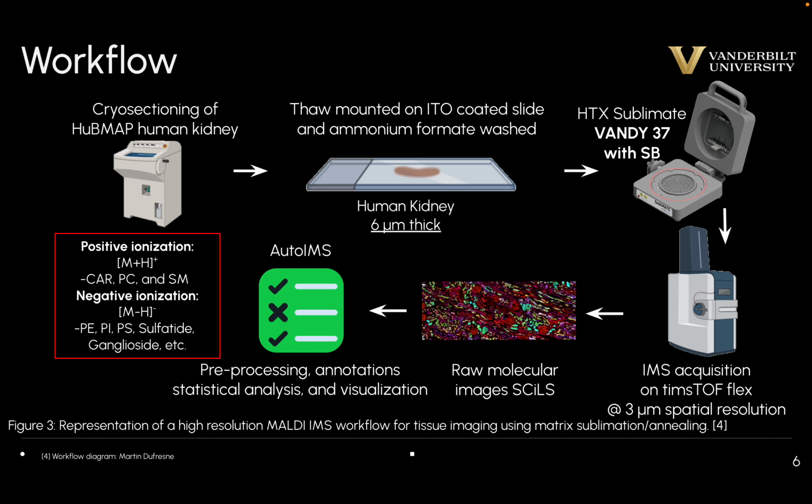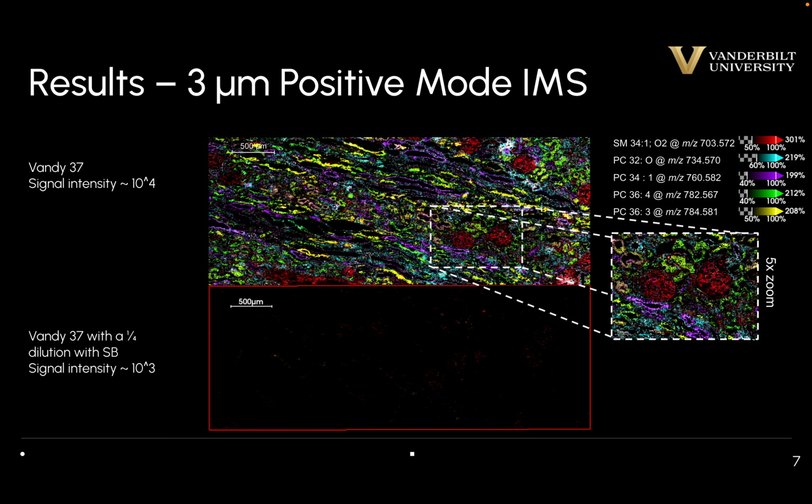The rest of our experiment went the same way as a regular MALDI IMS experiment, where we created our raw molecular images using SCiLS Lab, and then if we wanted to, we could also do some pre-processing or statistical analysis on our IMS data. Now, given that we had this workflow, we wanted to make sure that it worked first. So as mentioned before, we knew that Vandy37 has already imaged at a 3-micron resolution. So before we even tested negative mode with our new matrix solution, we first ran positive mode with Vandy37.